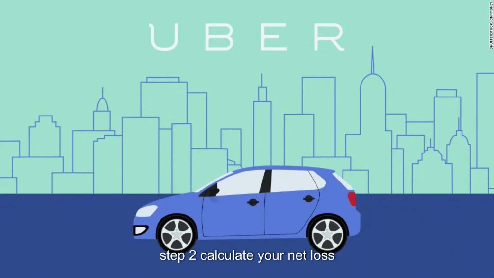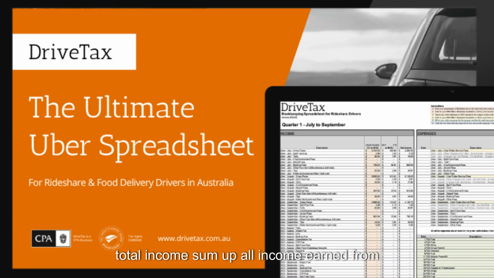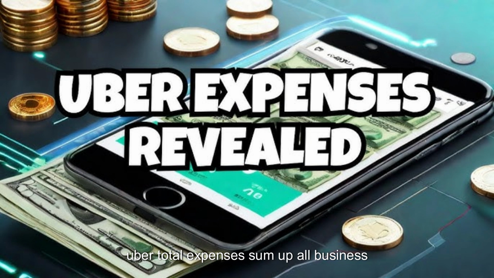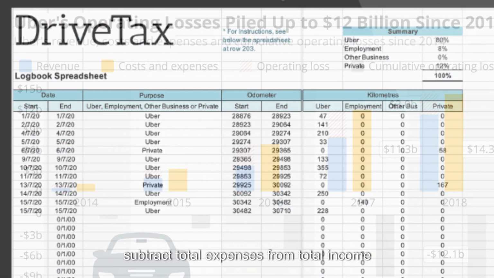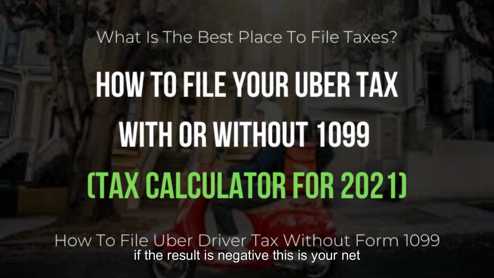Step 2. Calculate your net loss. Total income. Sum up all income earned from Uber. Total expenses. Sum up all business related expenses. Net loss. Subtract total expenses from total income. If the result is negative, this is your net loss.